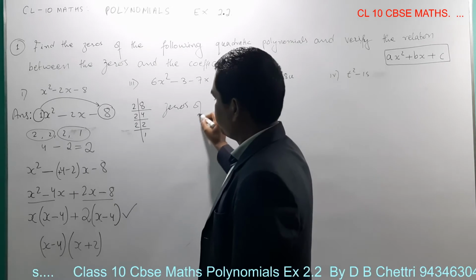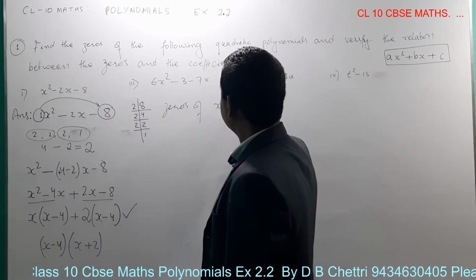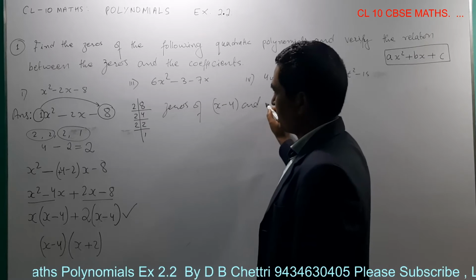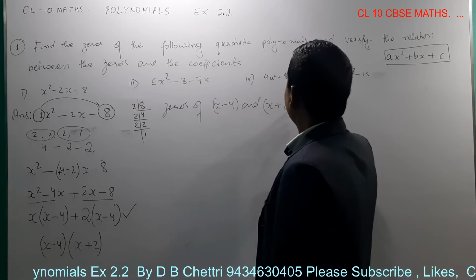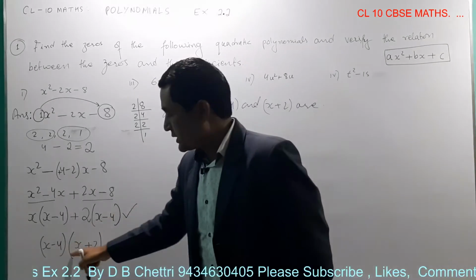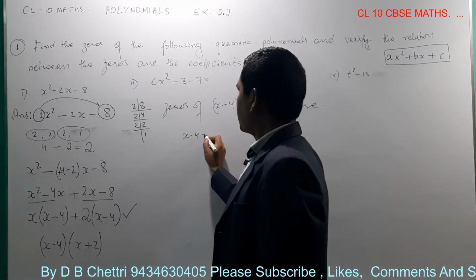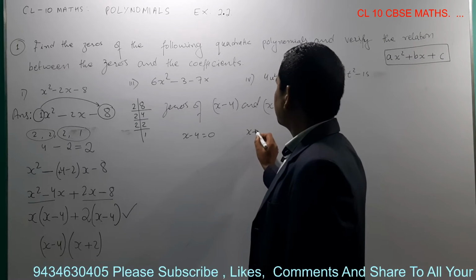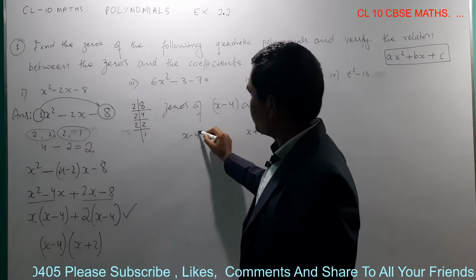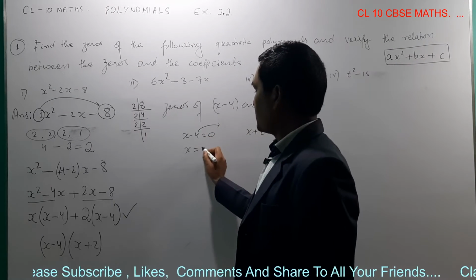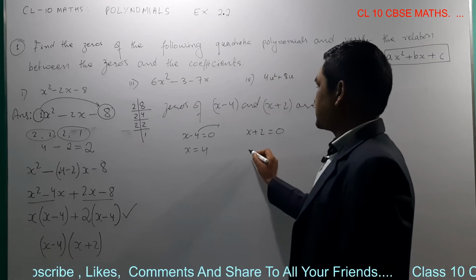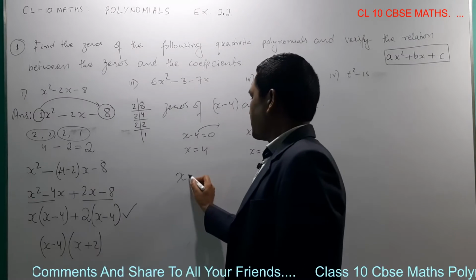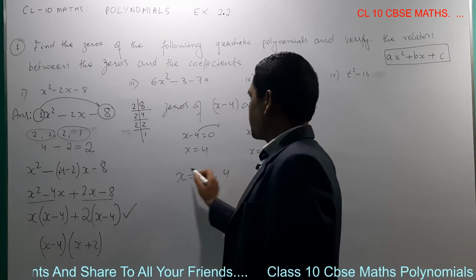Now, the zeros of x minus 4 and x plus 2: x minus 4 equals 0, then x plus 2 equals 0. Take this 4 towards the right, then x is equal to how much? 4. Then from here x is equal to how much? Minus 2. Now we got the value of x. The values of x are minus 2 and 4.